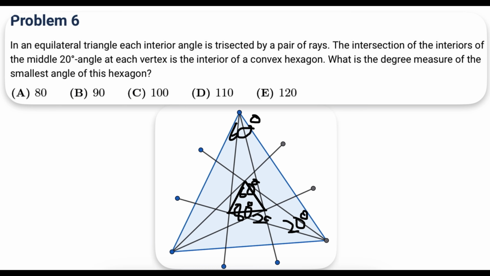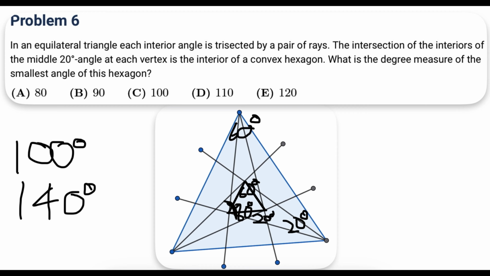And because of that, this angle is 60 degrees plus 20 degrees plus 20 degrees, which is 100 degrees. But by the fact that the angles in a hexagon add up to 720 degrees, we can calculate and find out that the other angle is 140 degrees, and the rest of the angles are duplicated. So 3 100 degrees and 3 140 degrees. And since 100 degrees is the smallest, we have that C is the answer.